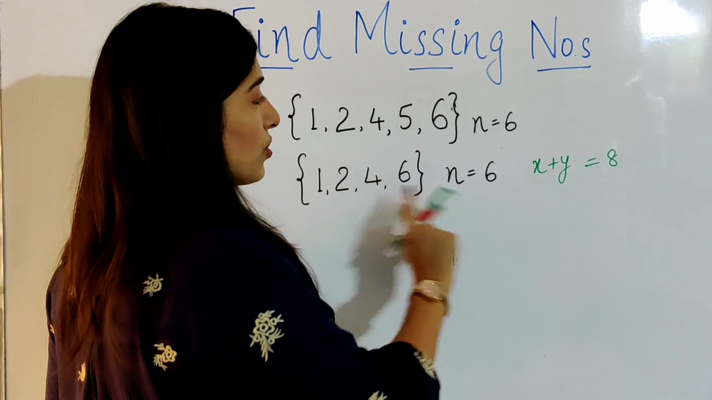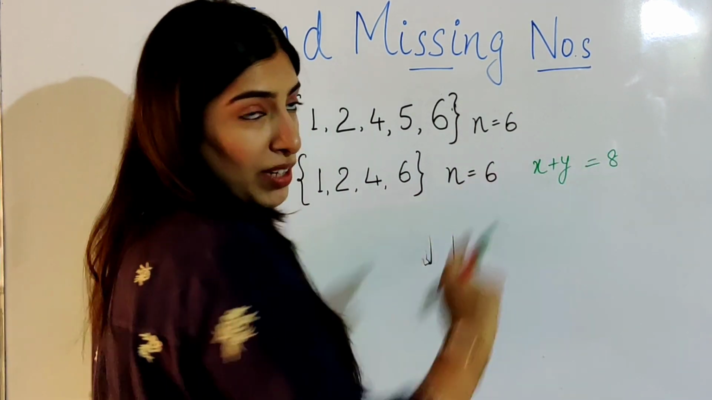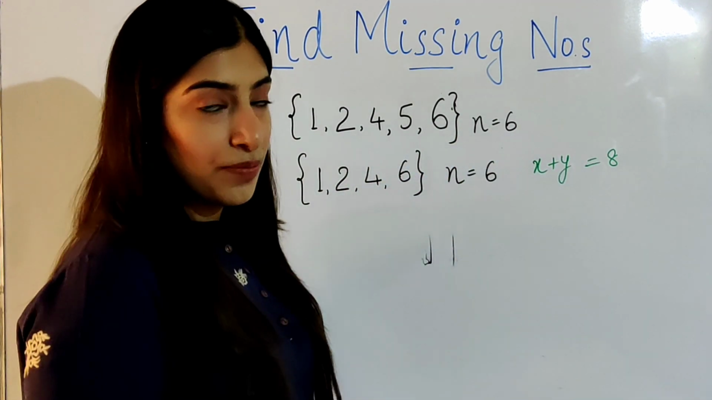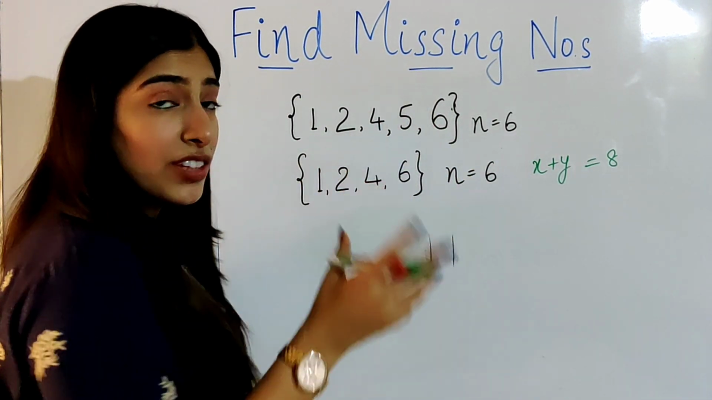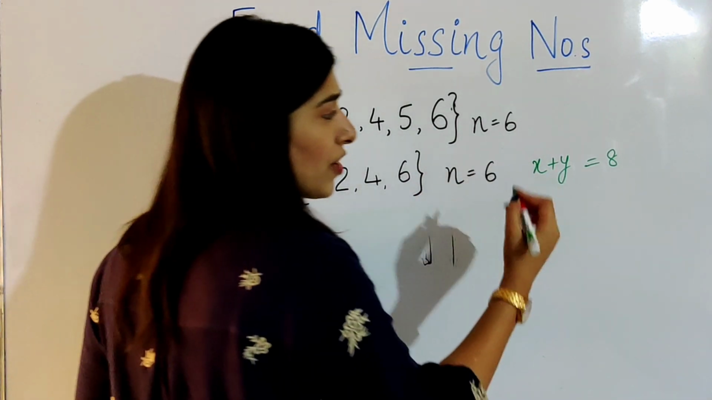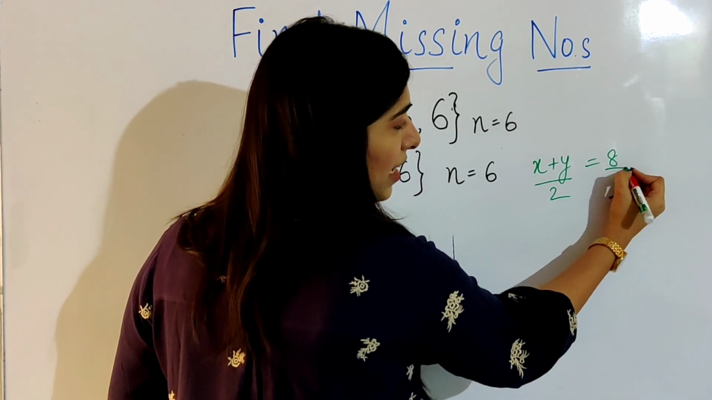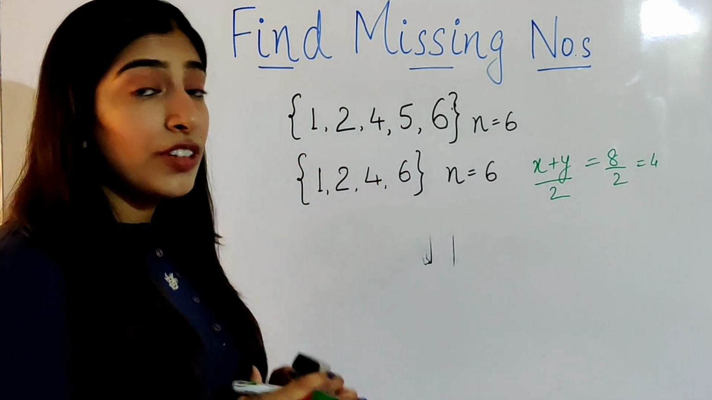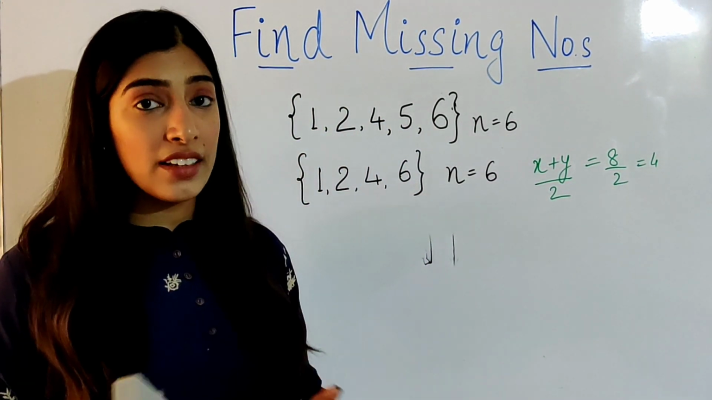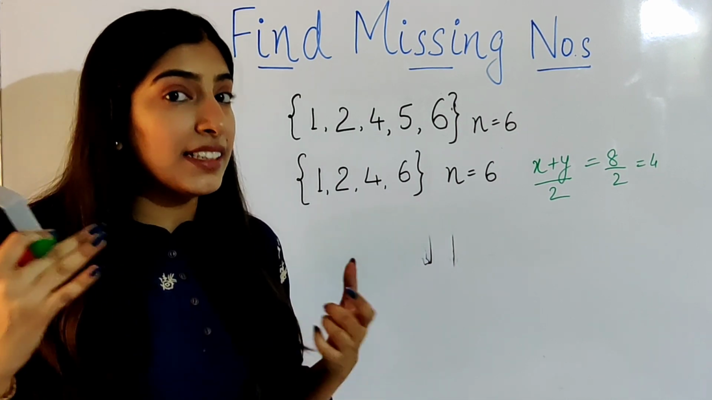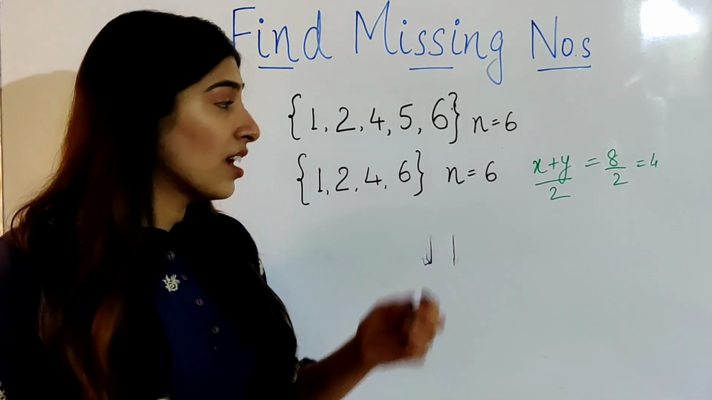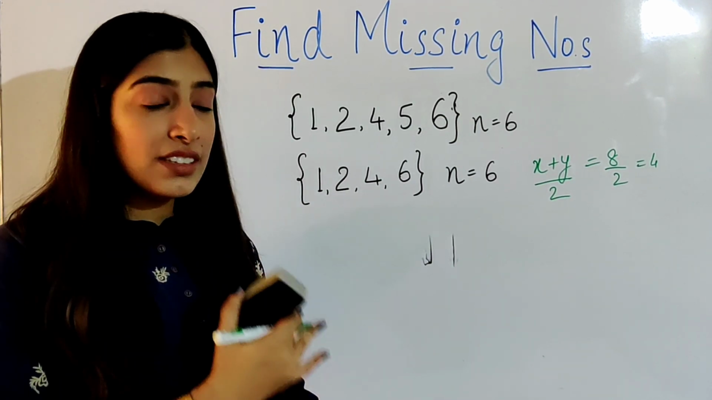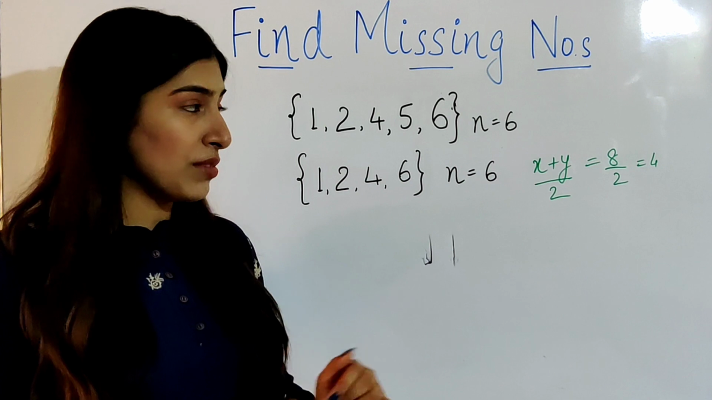Let's see how. Right now we already have the value of x plus y, that is the sum of the numbers that are missing, which in this case is 8. Since we have the sum of the two numbers, we know their average, which will be x plus y by 2. In this case, it is 4. We know that all the elements, 1 to n, will be distinct. It is given to us. Also, the two numbers that are missing will be distinct because the numbers are from 1 to n and two numbers are missing.